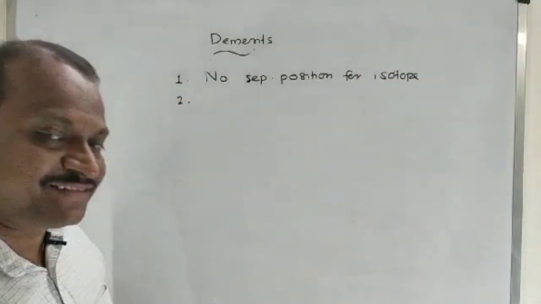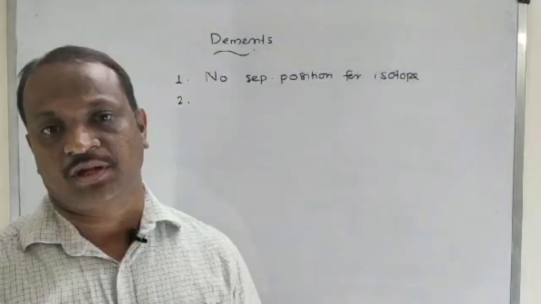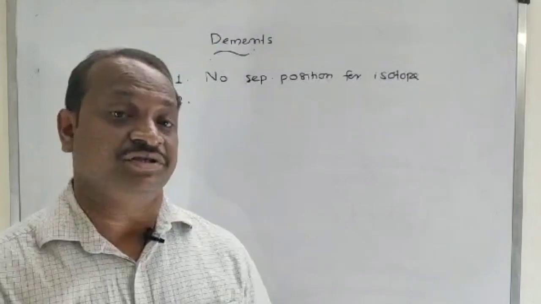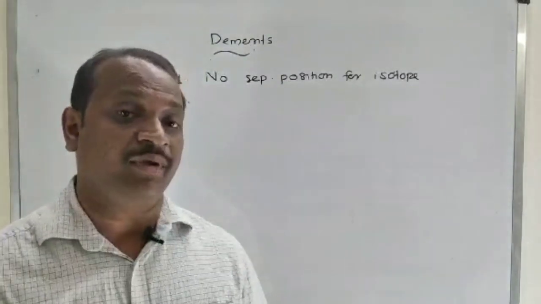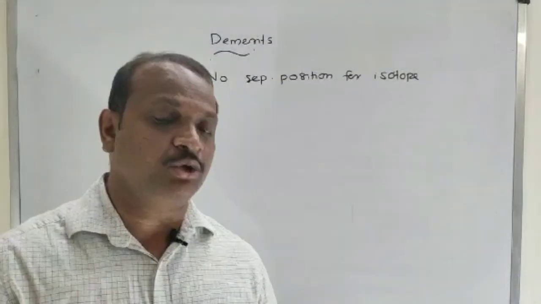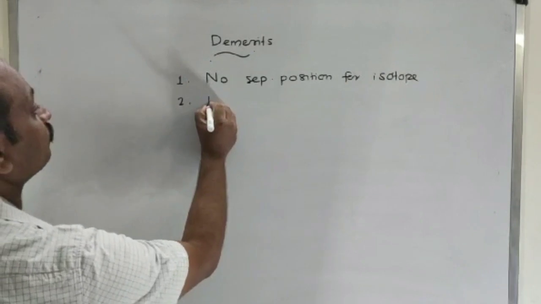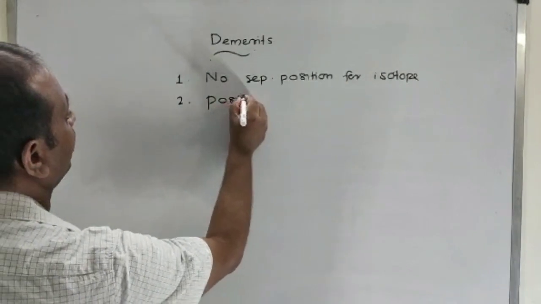Second point, that's still a controversy. It's regarding the position of hydrogen. Where to keep hydrogen, along with the alkali metals or with the halogen family? Still it is a controversy, similar to that time, when you had the same problem. So, the position of hydrogen.